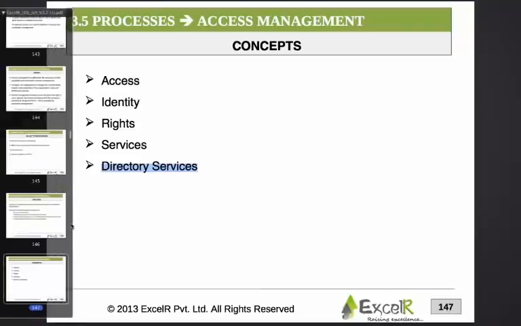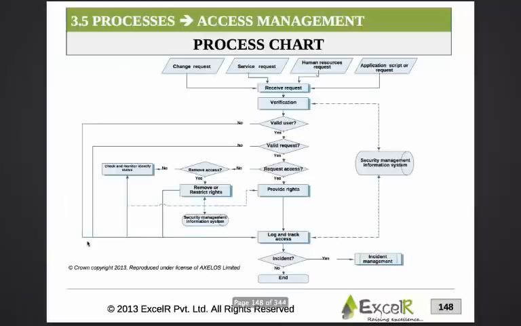And this is a process chart. So you will get an access request through a change request or through a service request, or through a human resources request like a new employee joining, or an application script or request. Applications also need access to run on the server. It's not only the people. For an application to run on a particular server, it should be added in the server. The access should be given to the application.